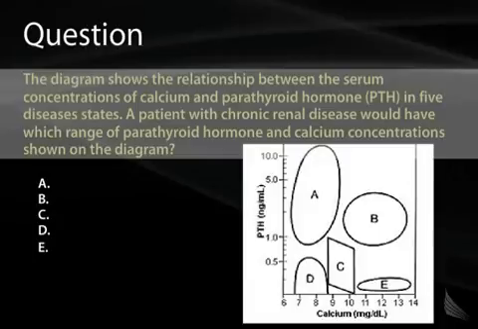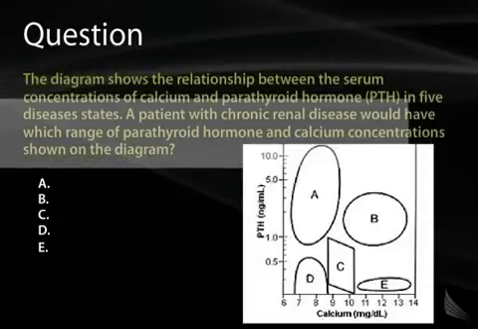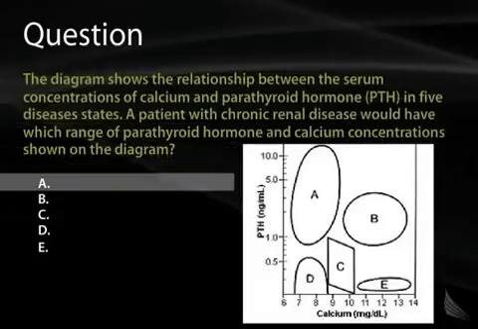This question allows us to better understand the relationship between serum calcium concentrations and PTH concentrations. So this diagram shows 5 disease states in which the calcium and the PTH relationships are shown. The question is asking which of these is consistent with chronic renal disease. And the correct answer to this question is A, which is showing low calcium and a high PTH.